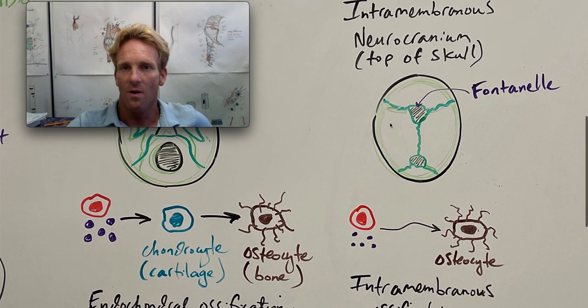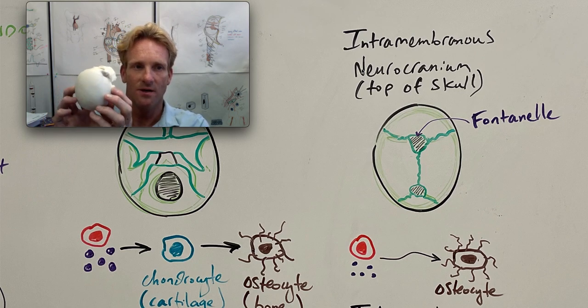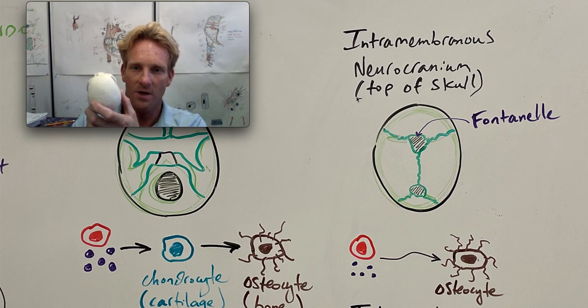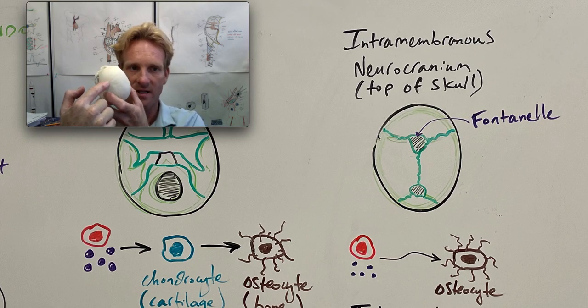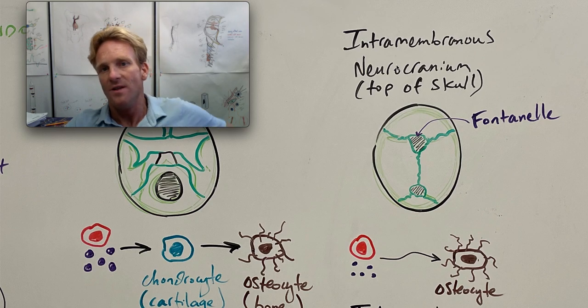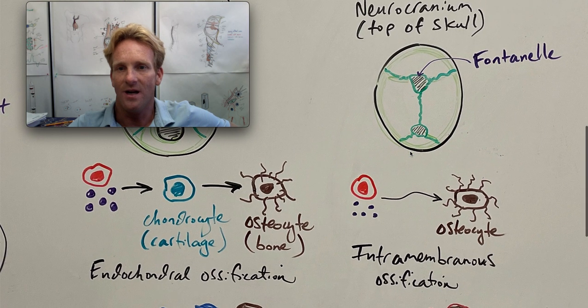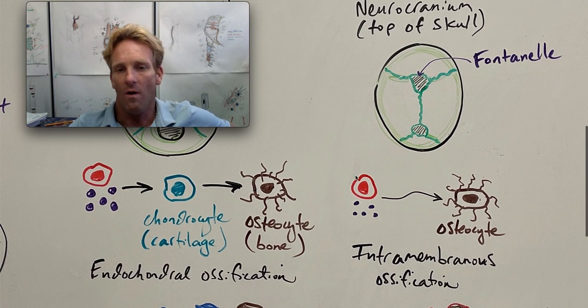So here we have the top of the skull. This is called the neurocranium, and really what you're looking at is the view of the skull right here. This picture right here is this view of the skull. The nose is up top. This is called the intramembranous neurocranium, which is the top of the skull, and it develops in a completely different way.